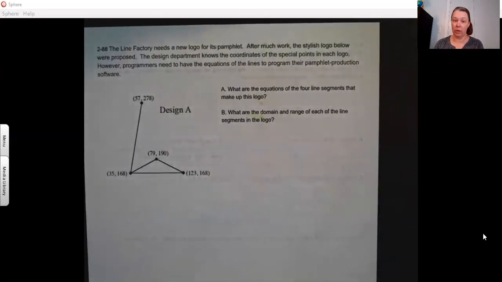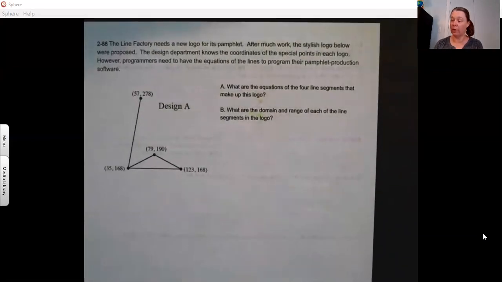The Line Factory, remember the Line Factory from before, needs a new logo for its pamphlet. After much work, this stylish logo below was proposed. The design department knows the coordinates of the special points in each logo. However, programmers need to have the equations of the lines to program their pamphlet production software.